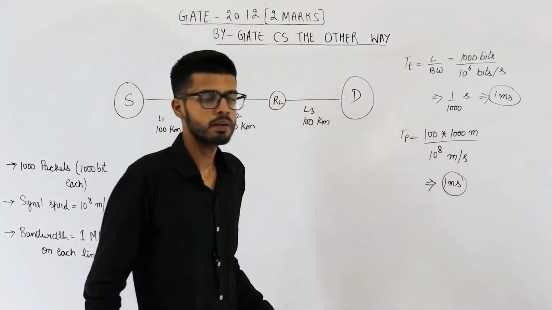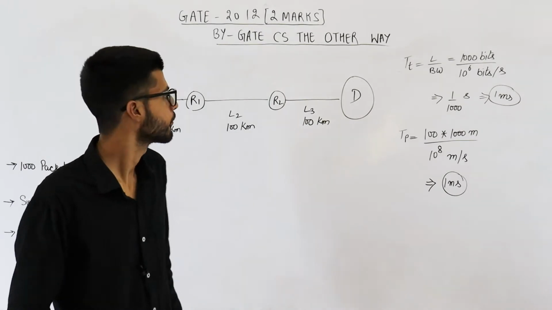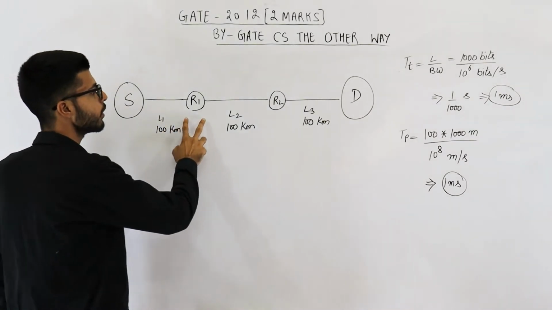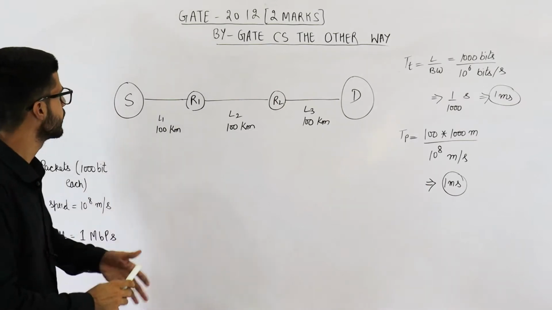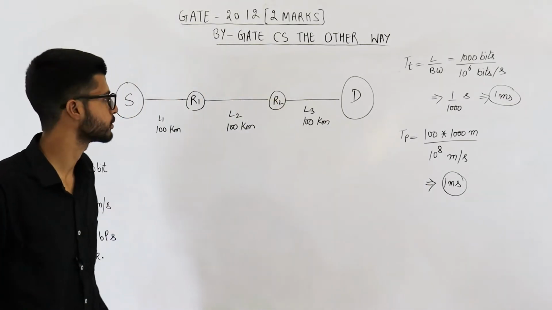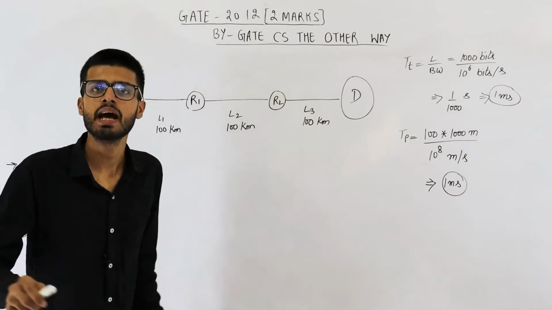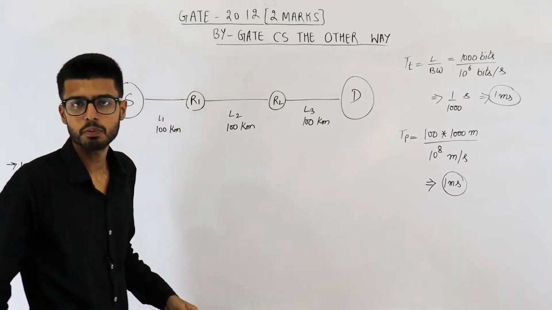Now transmission delay as well as propagation delay is 1 millisecond, and it is the same for all of these three. That means this router, this router and this one will have the same transmission delay. This link and this link and this link will have the same propagation delay because their properties are the same.